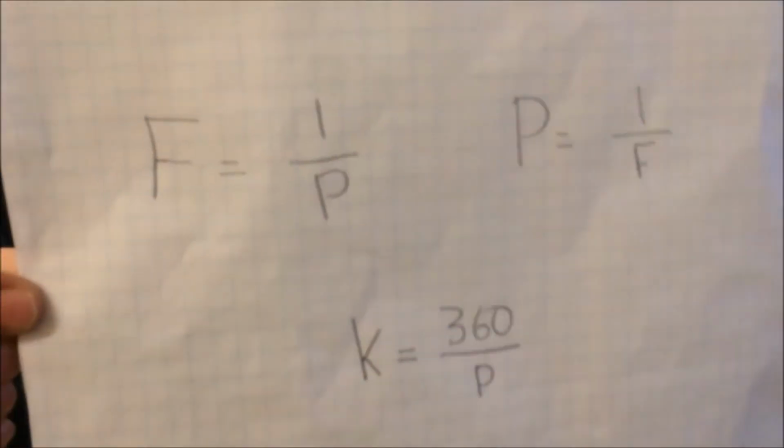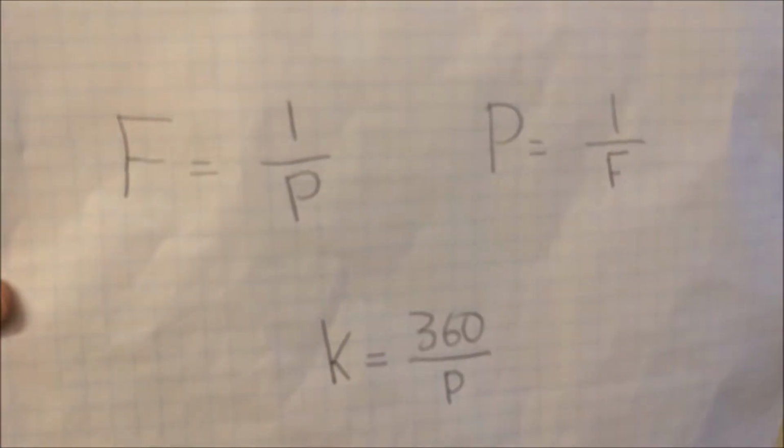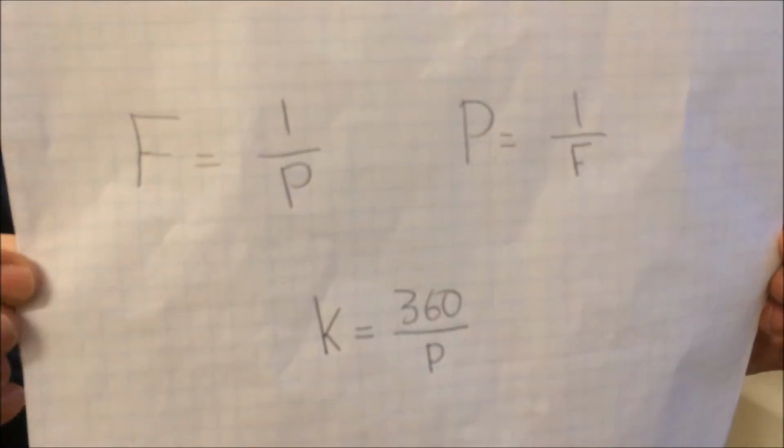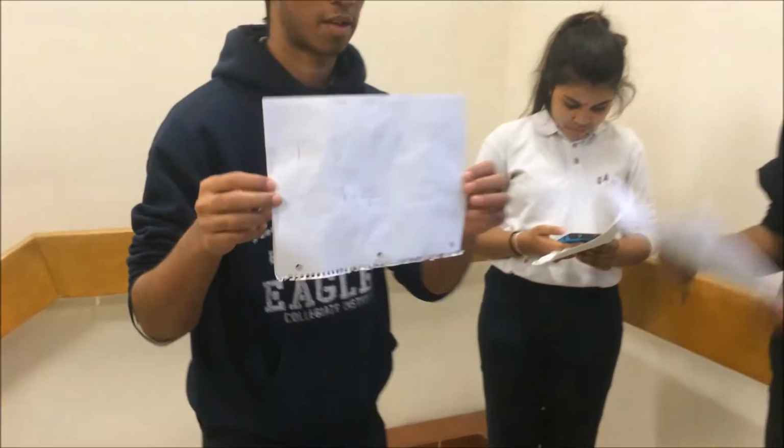We divide 1 second by the number of cycles to get 1 period, or cycle, of the sound wave. The formula being frequency equals 1 over period, and period equals 1 over frequency. After we get a period value, we can graph a sound wave easily. From there, we can get a k value from the basic formula k equals 360 divided by period.